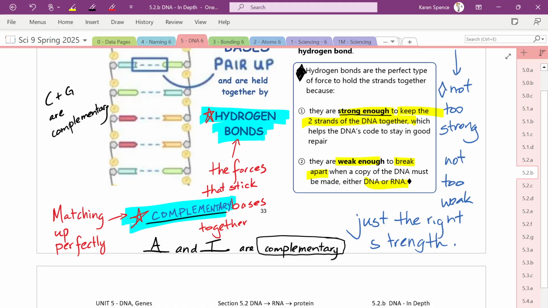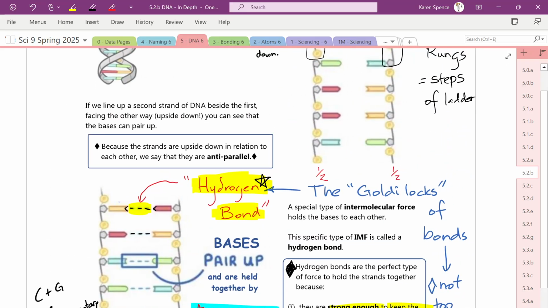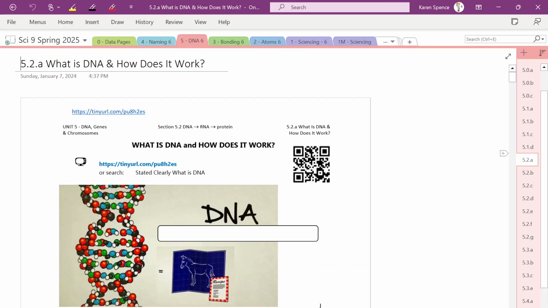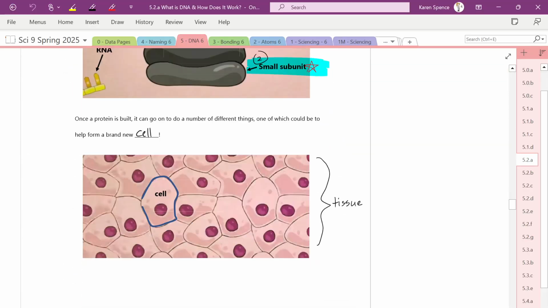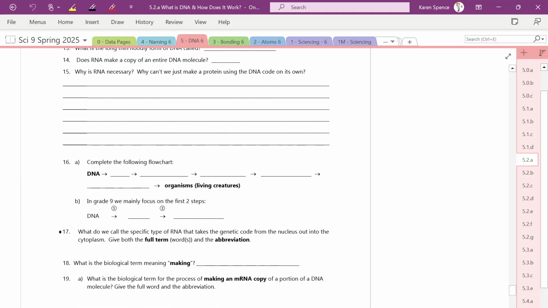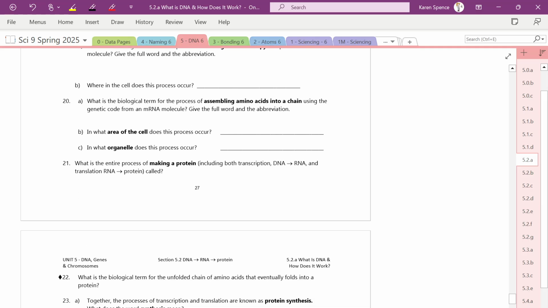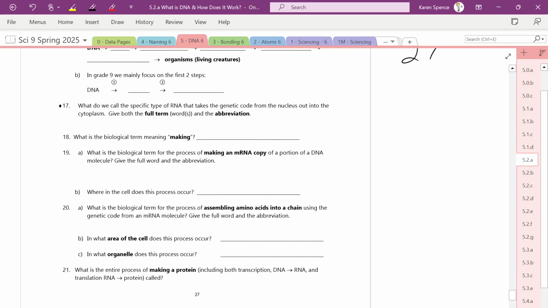So A and T are complementary. They pair up well with each other. C and G are complementary. They pair up well with each other. Okay. And we're going to leave it there because you guys have listened to me rattle on for long enough. So you could right now finish off this one. So that would be pages 27 and 28.